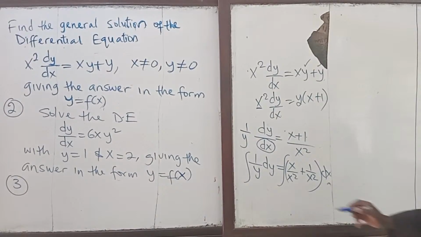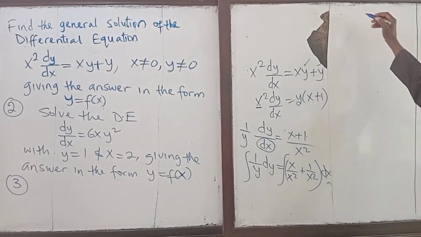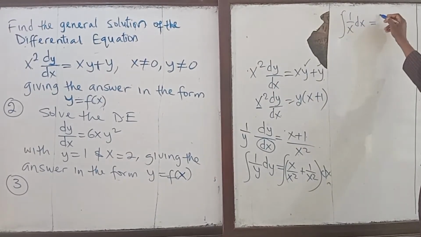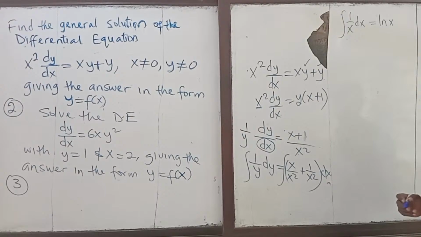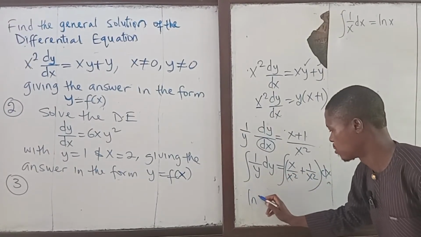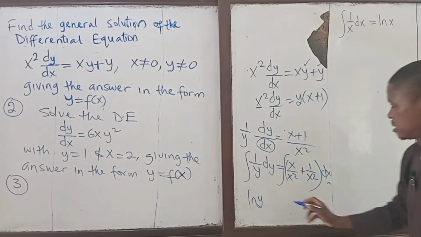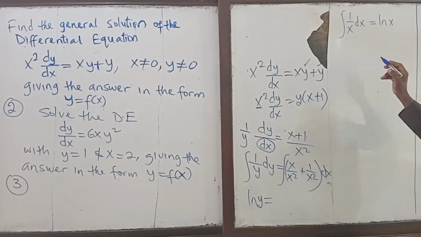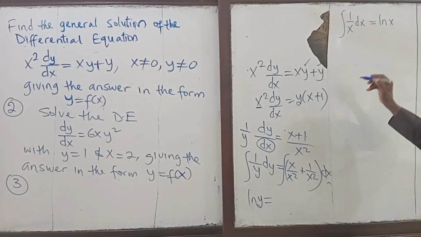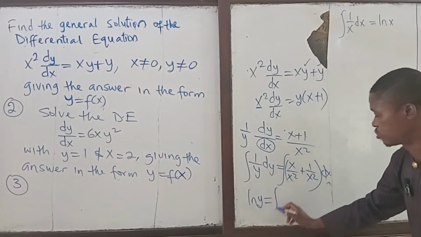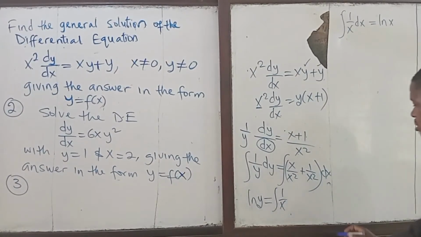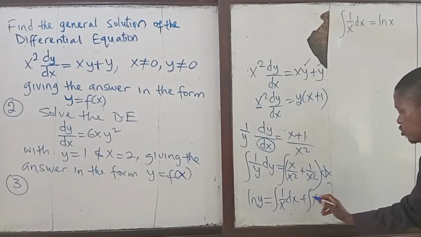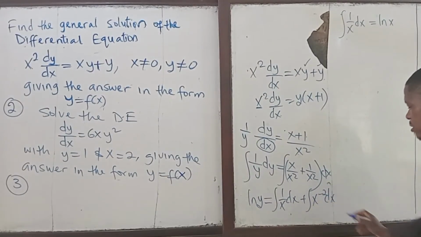And don't forget from the integral table, 1 over x dx gives you the natural logarithm of the function. So this one will be the natural logarithm of the function y equal to this one. If you divide this one, that will be 1 over x also. This is 1 over x, dx. And then plus, this one will be the integral of x to the power minus 2 dx.